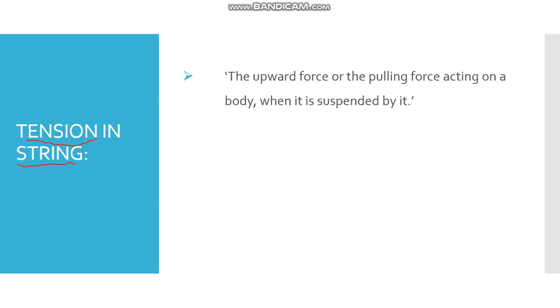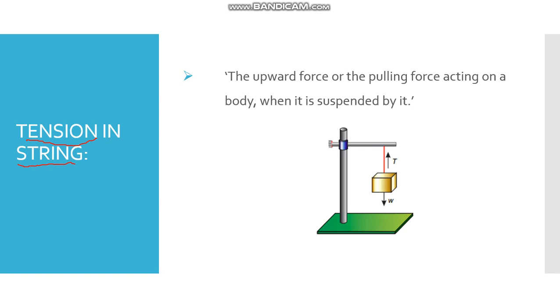So the definition is the upward force or the pulling force acting on a body when it is suspended by it. Okay, now what does this mean? For example, here it is a string. Consider that this red line is a string and we have suspended an object with the help of this string. Now in order to suspend this we need an upward force. Why? Because the weight of the object is acting downward. Now in order to make it stable, or at rest, we need to put an upward force. So actually the upward force or the pulling force is known as the tension in string.